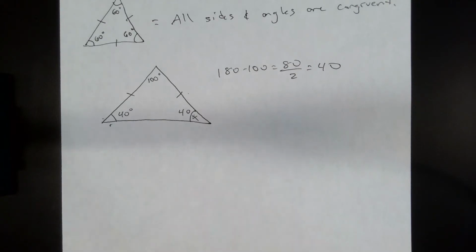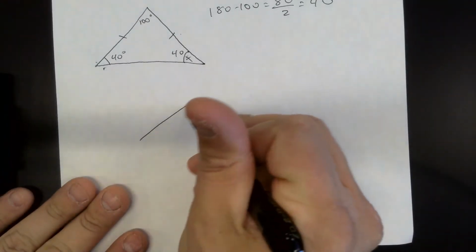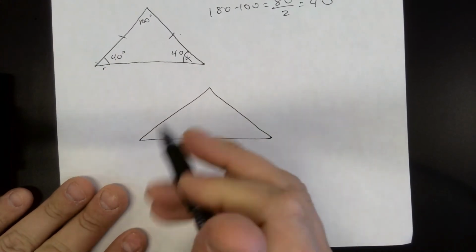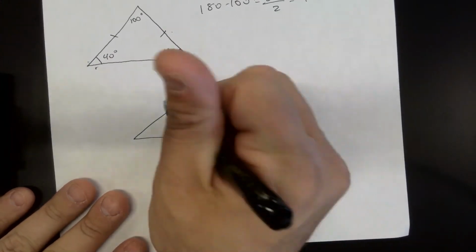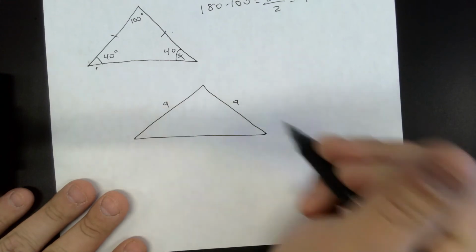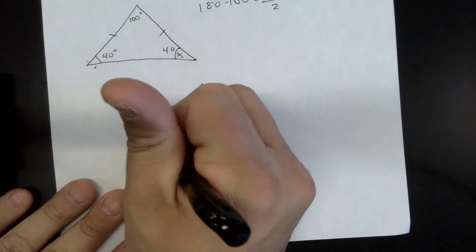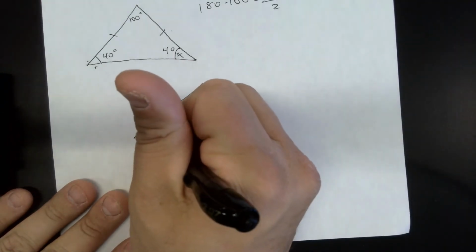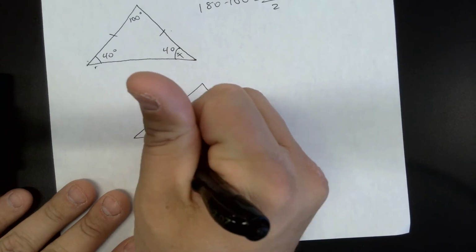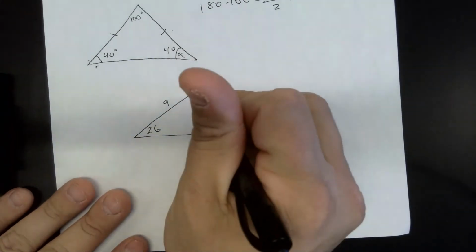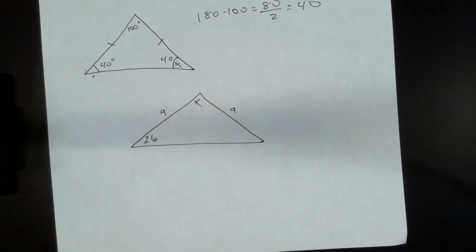What about if, so here, do this one on your own. If I'm told here's my angle, and all it's going to say to me is this is 9, that's 9, this is 26. I want you to find that angle right there.